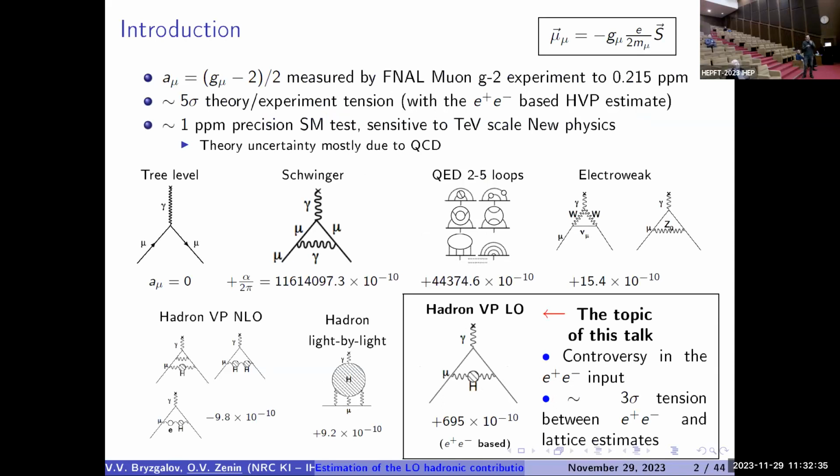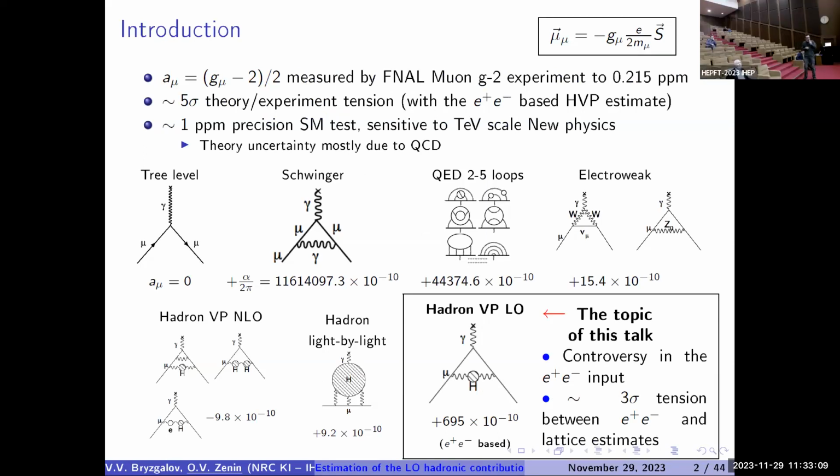But just to remind you, the letter g stands for the gyromagnetic ratio, defined as shown here in this box. It relates the muon spin to its magnetic moment. At tree level for a spin-1/2 particle with unit charge, g equals 2 exactly, as prescribed by the Dirac equation.